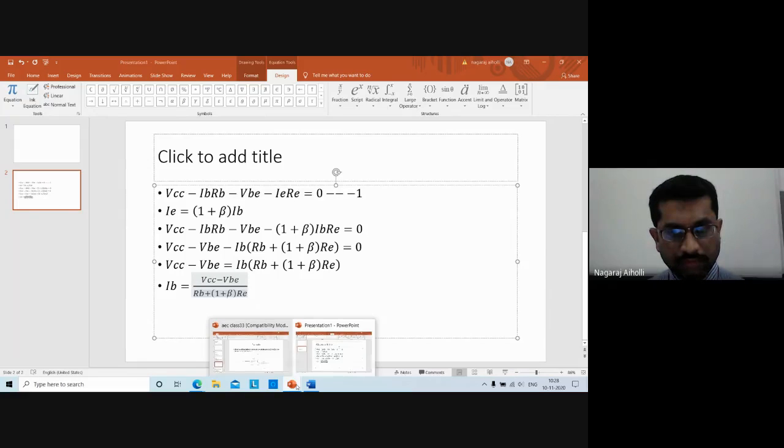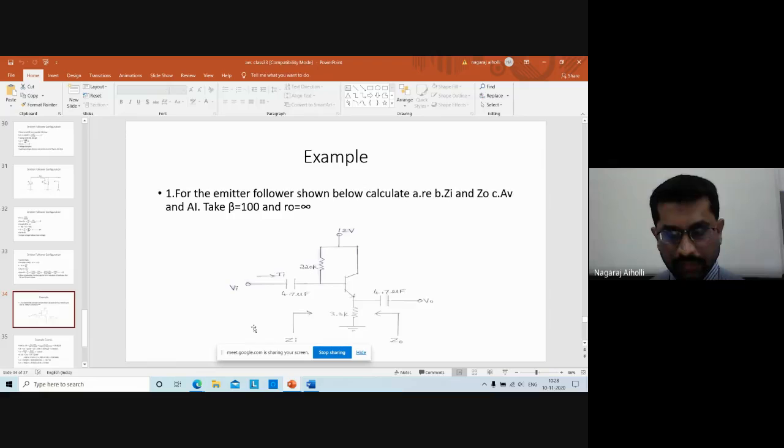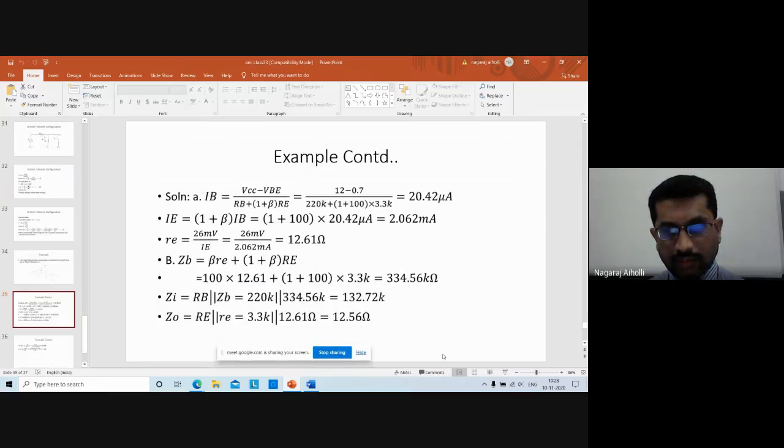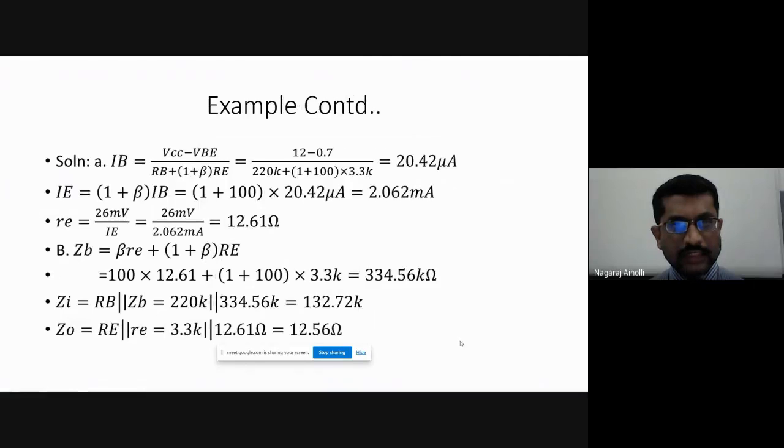This equation I have written here: IB is equal to VCC minus VB divided by RB plus (1 plus beta) into RE. So you have to apply KVL to the input section and express the emitter current in the form of base current, IE is equal to (1 plus beta) into IB. Then after rearranging and simplifying the terms, we get the equation for IB as VCC minus VB divided by RB plus (1 plus beta) into RE.